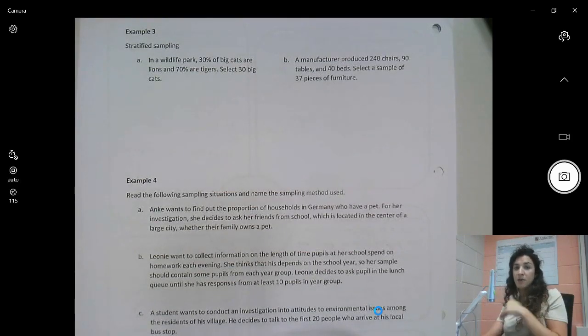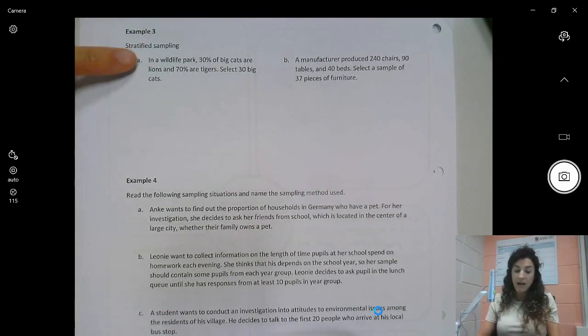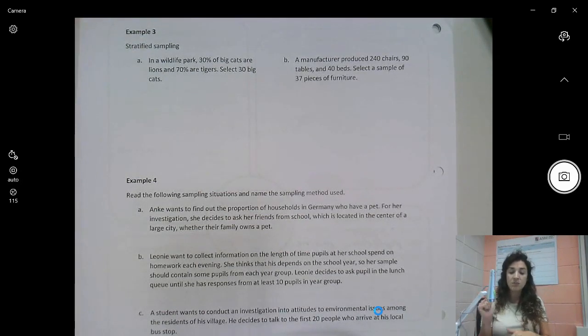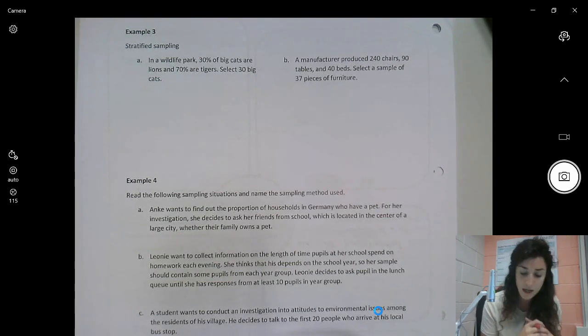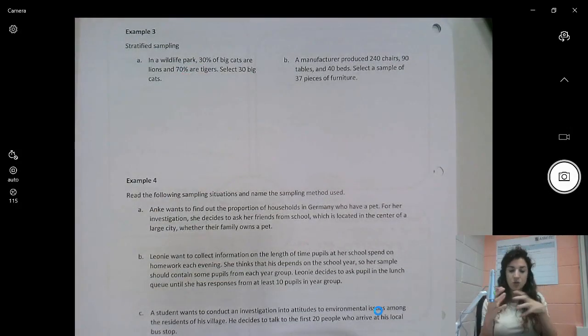It's your stratified number sampling. So if we have a wildlife park that has 30% of the big cats that are lions and then 70% of them are tigers, we're going to select 30 cats. So how do you select those 30 cats? Well, we're not even talking about the number that we're pulling. We're just talking about how do you select between those categories.